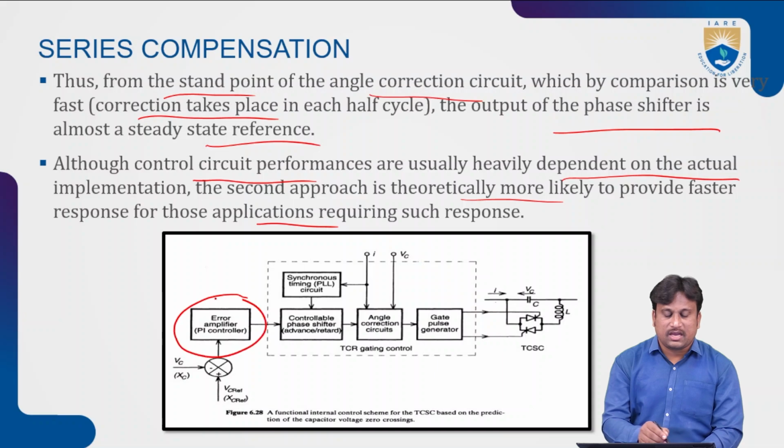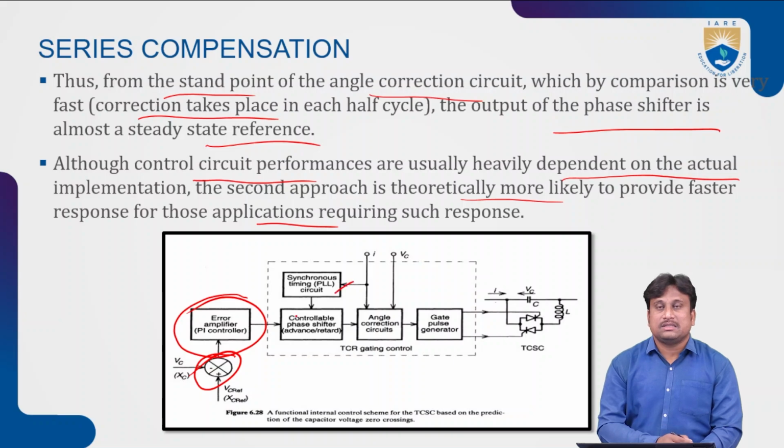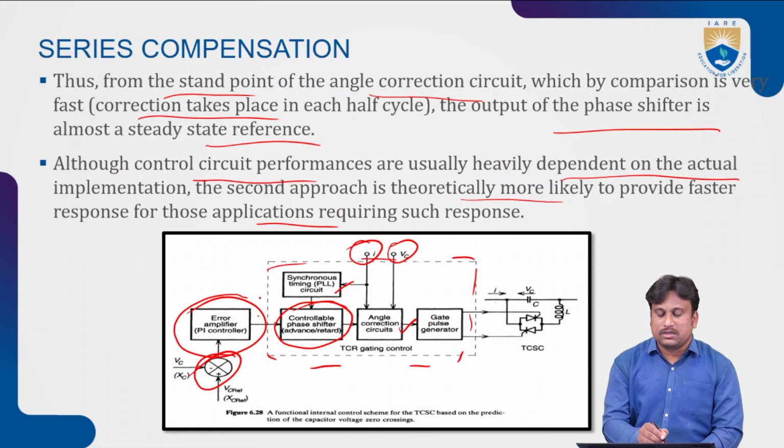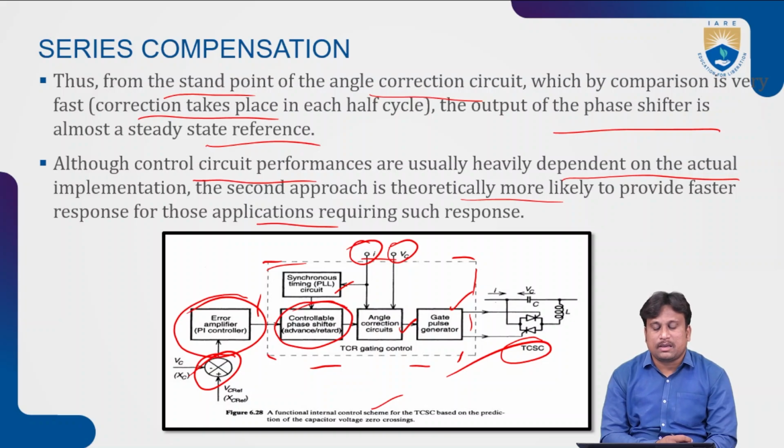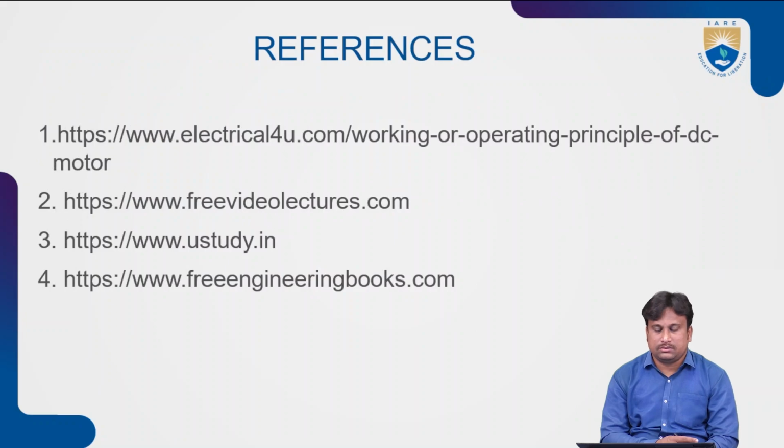That means an error amplifier with PI controller, and the signal generation as a synchronous timing PLL circuit is connected here, so that a controllable phase shifter is provided as advance or retard. That may be current I with VC angle correction circuits. This whole arrangement is treated as a TCR gating control, with a gate pulse generator, and the TCSC can be controlled over this system. So the functional internal control scheme for the TCSC is based on the prediction of the capacitor voltage reaching the zero crossings. These are some of the references I have taken, and they give more information regarding all the controllable variables which make the system stable.